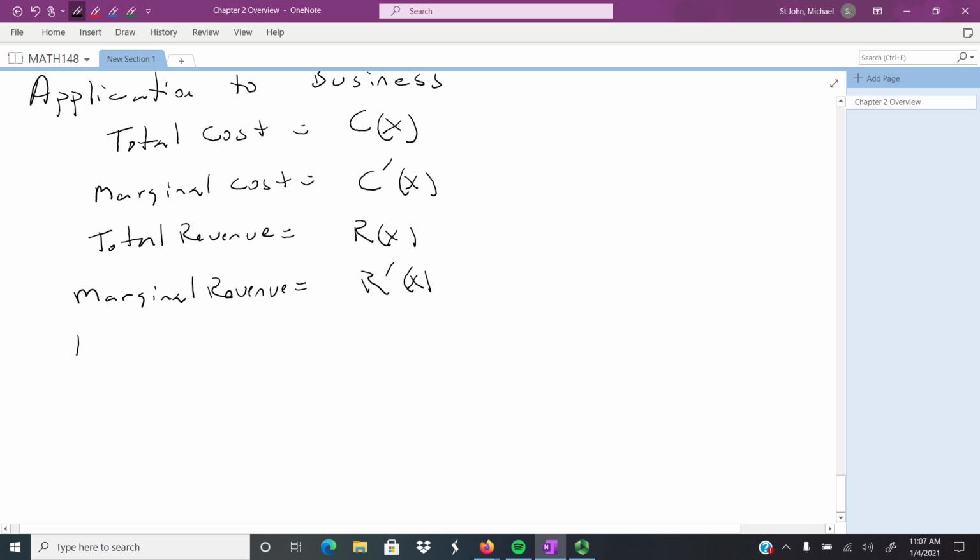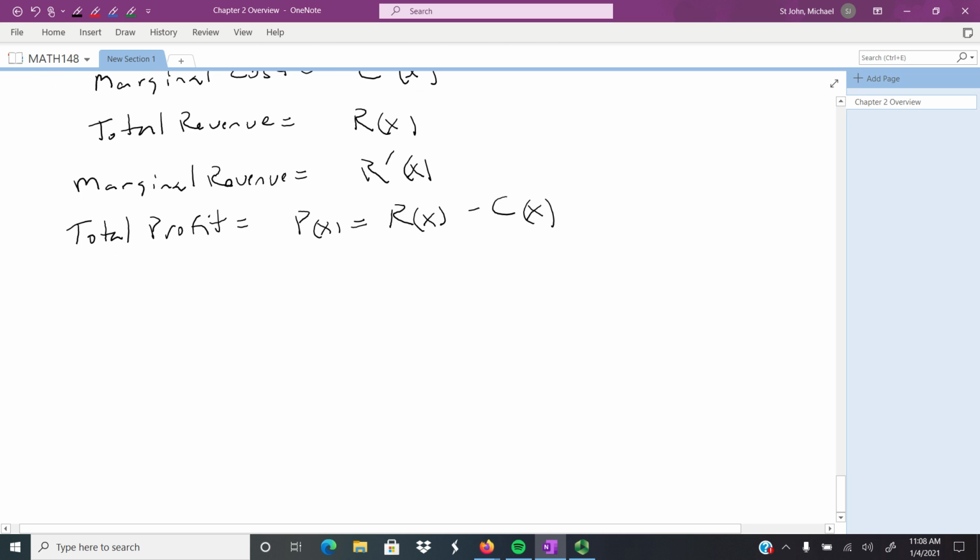And then we can have profit. And so the profit function is going to be the revenue minus the cost. And then we can have our marginal profit, which is going to be my derivative, which is going to be the derivative of R(x) minus the derivative of C.